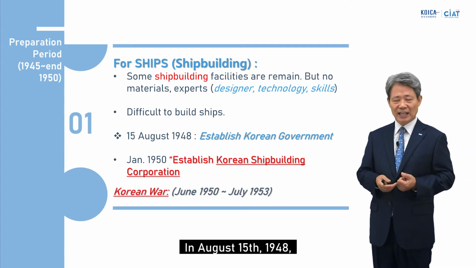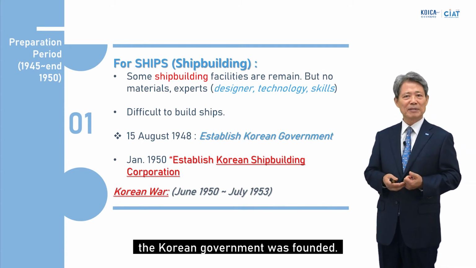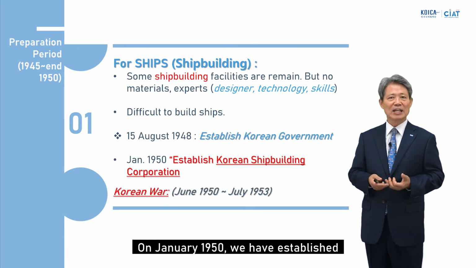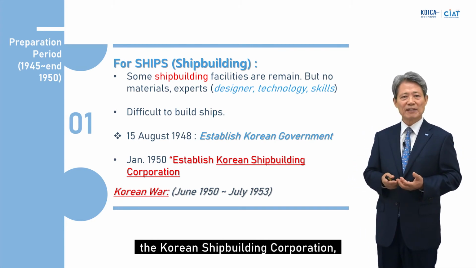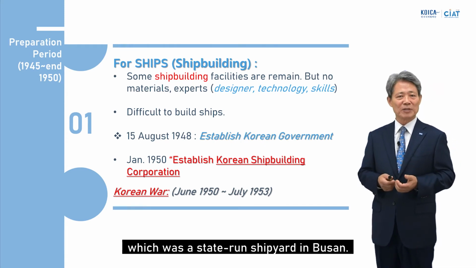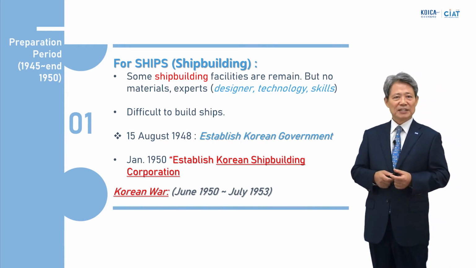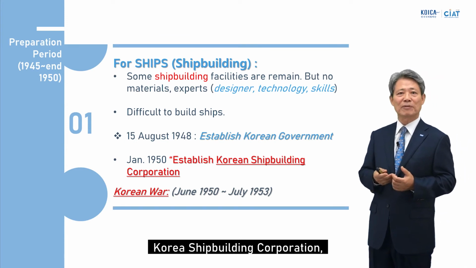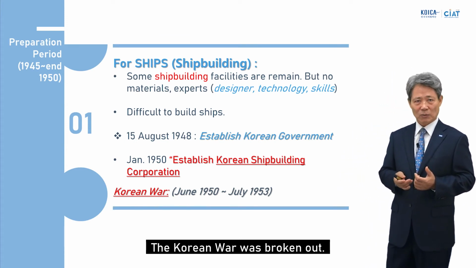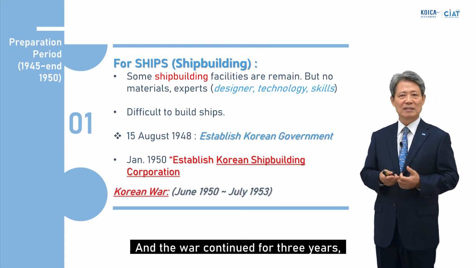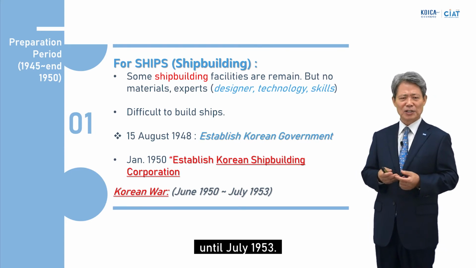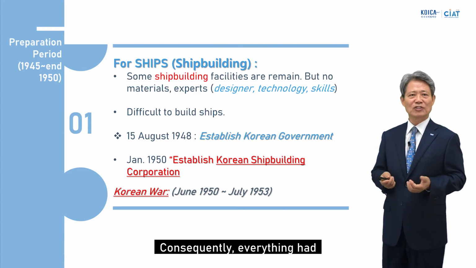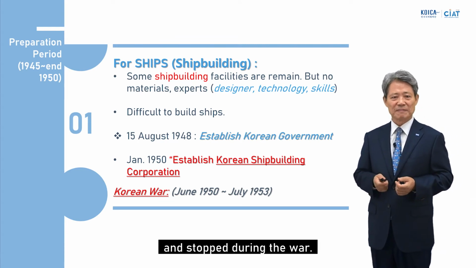On August 15, 1948, the Korean government was founded. In January 1950, we established the Korea Shipbuilding Corporation, which is a state-run shipyard in Busan. Just a few months after the establishment of the KSC, the Korean War broke out, and the war continued for 3 years until July 1953. Consequently, everything had to be suspended and stopped during the war.